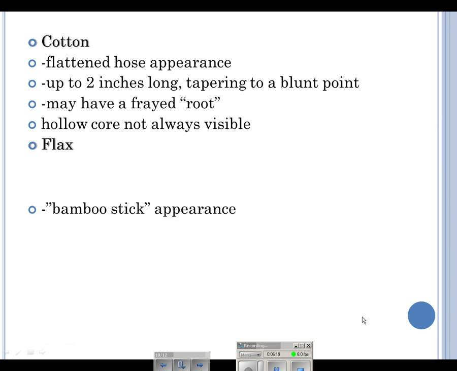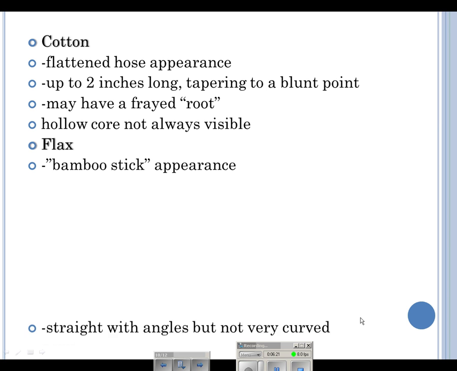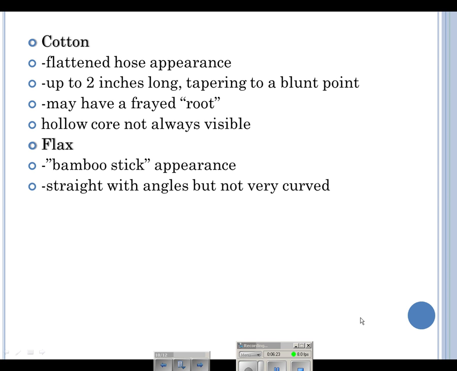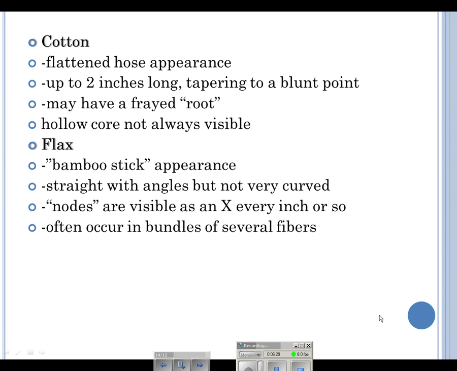Flax is another natural fiber. It kind of has a bamboo stick appearance. It's straight with angles and not very curved. And you find nodes which look like an X every inch or so. And a lot of times you'll find them in bundles.